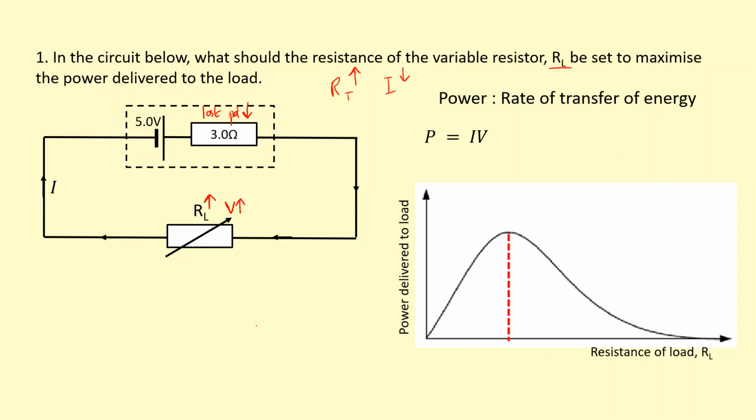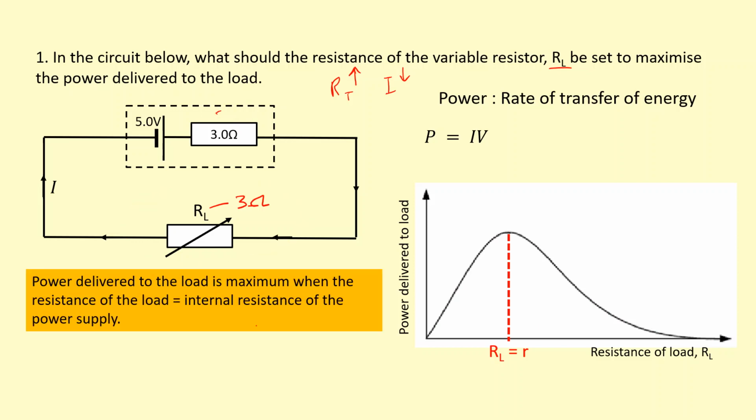It turns out this is when the resistance of the load is equal to the internal resistance. So in this case, when this is equal to 3 ohms, that's when you get maximum power transferred to the load. Okay, so to summarize, the power delivered to the load is maximum when the resistance of the load is equal to the internal resistance.